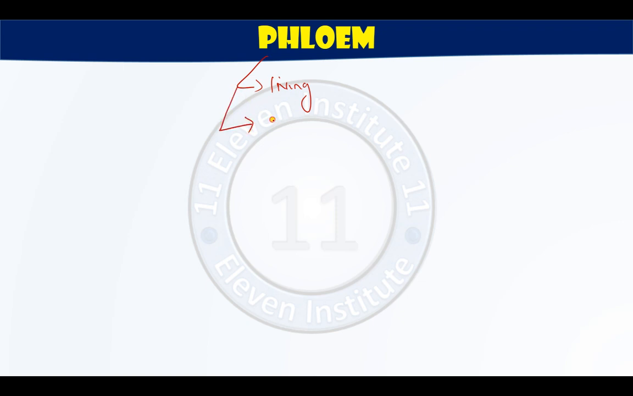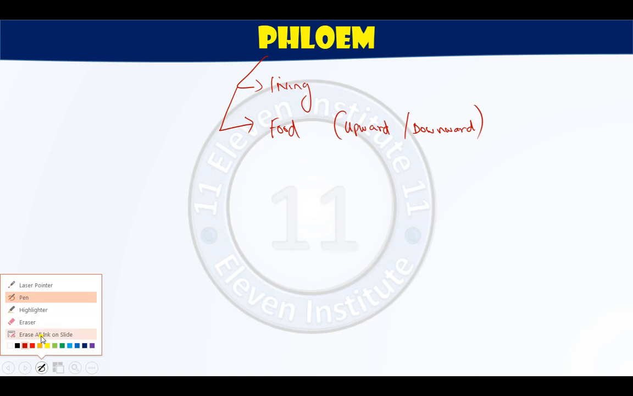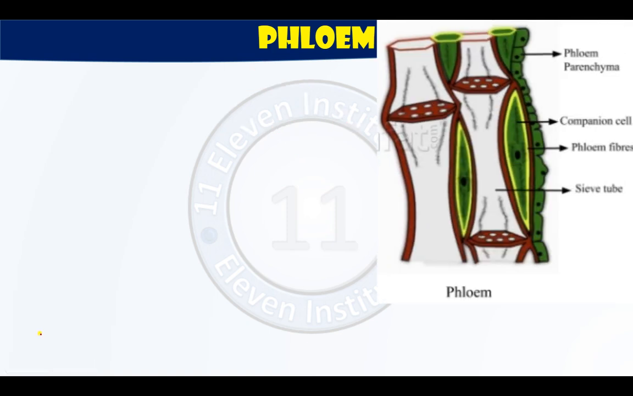Apart from that, it will perform the transportation of food in both directions, upward as well as downwards, depending upon the requirement. They will transport the food in both directions, in upward direction or in downward direction, depending upon the requirement. So now let us see what is given in the textbook about the phloem.